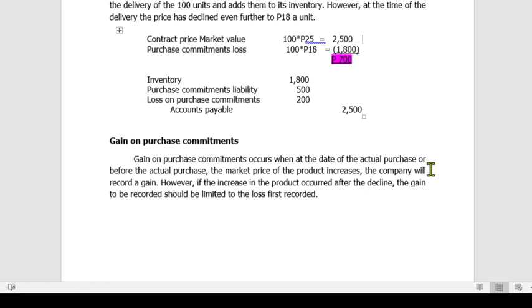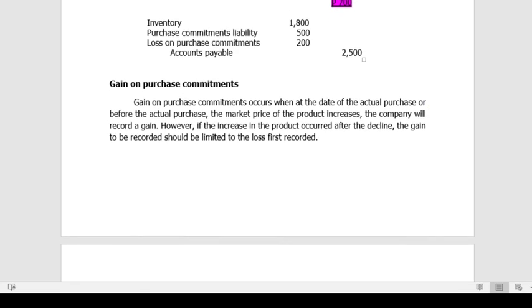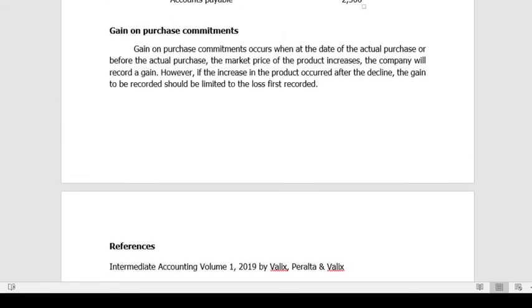However, if the increase in the price of the product occurred after the decline, the gain to be recorded should be limited to the loss first recorded. So, kung magkano yung unang loss na nai-record mo, if the increase in the prices of the product occurred after the decline, yun lang ang pwede mong i-recognize as gain. Okay. So I think that ends the discussion on the gain, on the lower of cost and net realizable value.